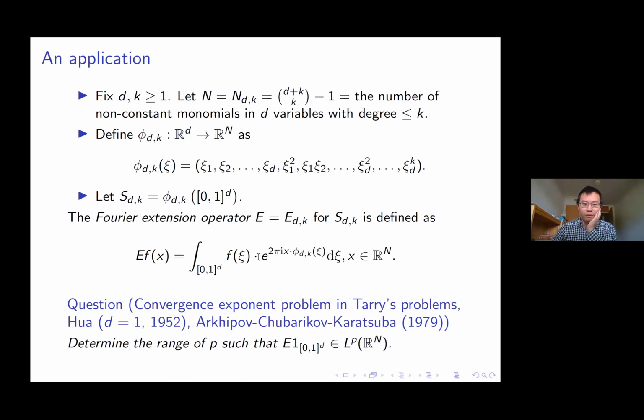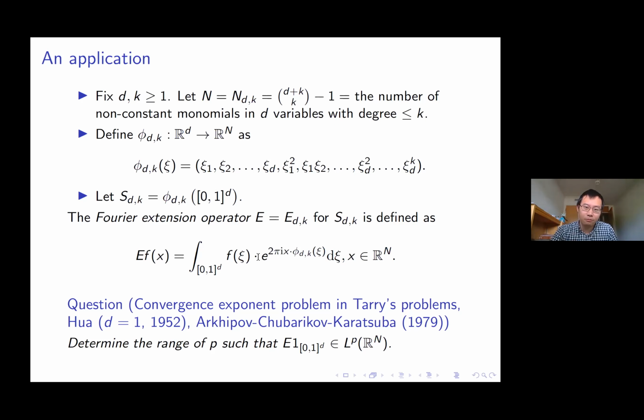And S of d,k is going to be the resulting manifold when you map the unit cube under phi of d,k to this R^N. So in this talk, I'll abuse the notation a little bit. I'll call S_d,k a surface. When I say a surface, it doesn't mean a two-dimensional object. It just means a submanifold. I think this is because of some terminology in the existing literature, so I'll stick to that.